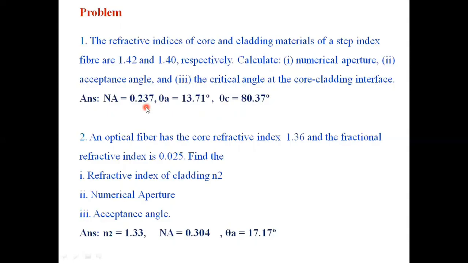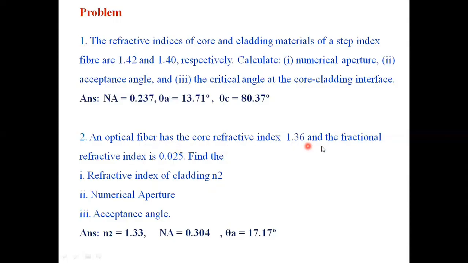I have given the answers for the problem here. You can substitute the values in those formulas and try to get these answers to check whether they are correct. Next, we will see a different kind of problem. The relative refractive index is given here, whereas it was not given in the first problem. But with respect to the relative refractive index difference, we can determine the numerical aperture, acceptance angle, and whatever parameters we need. See the second problem.